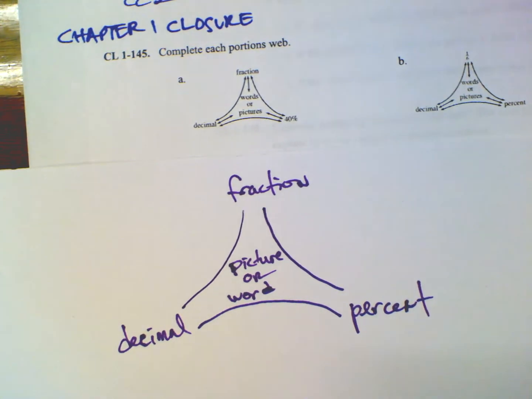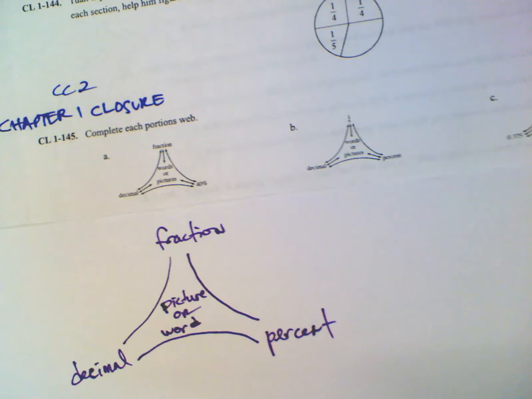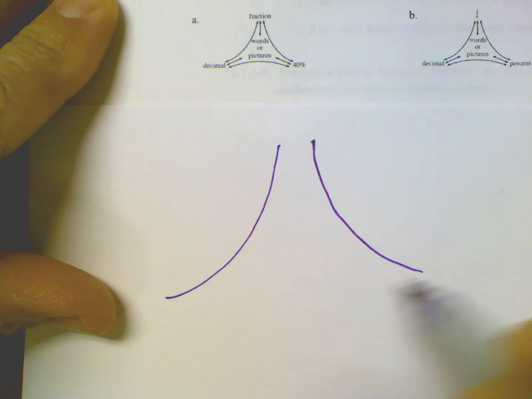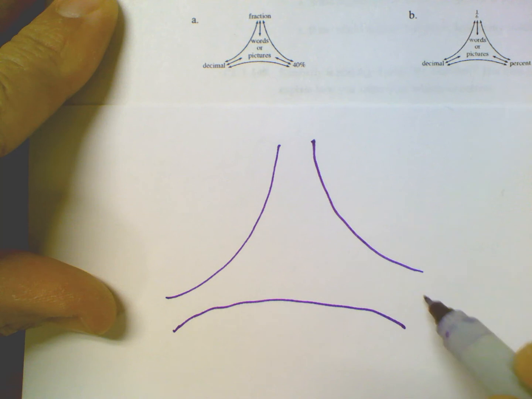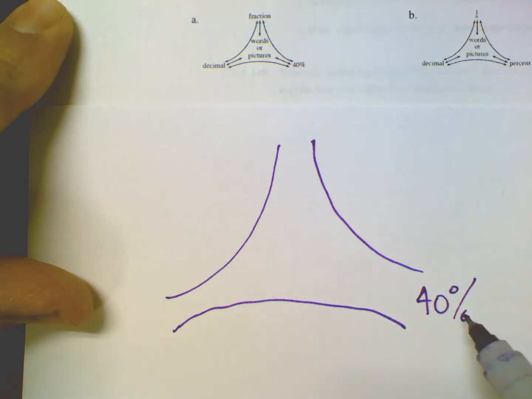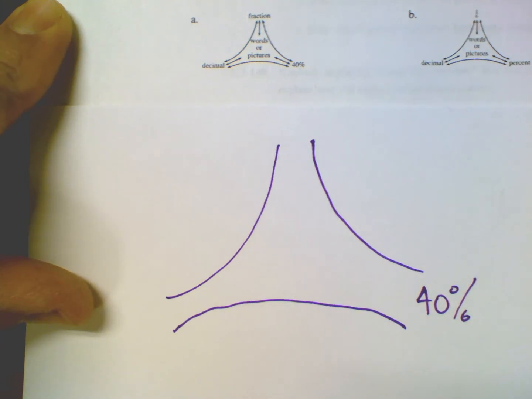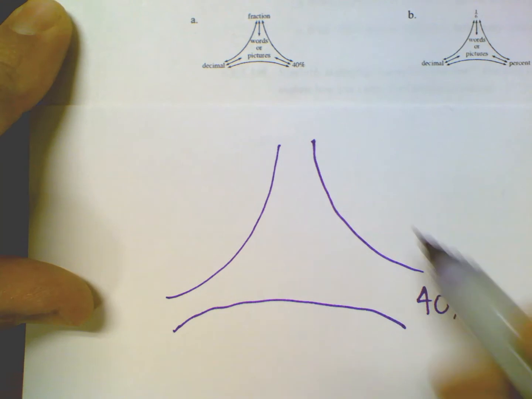So I'm going to look specifically at A, and then we'll see if we need to do B, and so on and so forth. So A, in this case, I'm going to redraw. So A gives us 40% over here. So from 40%, how do we get the decimal, right? Because the idea is getting a decimal over here and then a fraction.